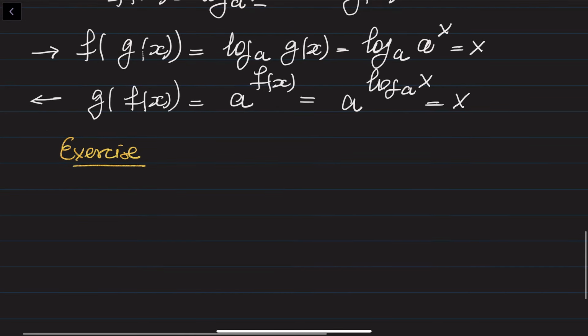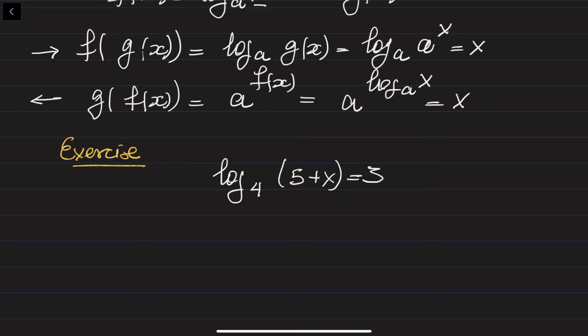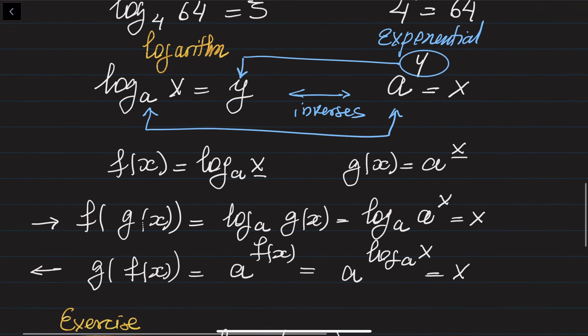Let's say you are given the logarithm base 4 of 5 plus x, and this is equal to 3. And let's assume that I need to solve this equation. In order to solve this, I need to find x from here, right? So we need to get rid of this log. I'm going to write down the function f of x equal to log base 4 of x. Could you please tell me what is the inverse of this function? Do you remember the scheme here?